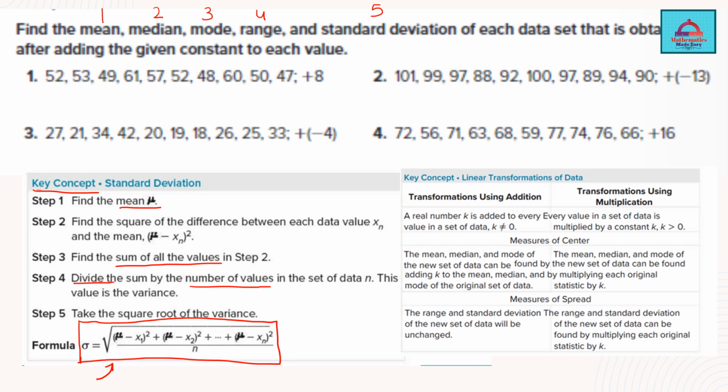exam. Next thing that is there, I want to revise for you in the key concept is transformations of data. So if you see here in the question, it says find the mean, median, mode, range and standard deviation that is obtained after adding the given constant to each value. And similarly, in the next slide, you will see multiplication. So the transformation is using addition.